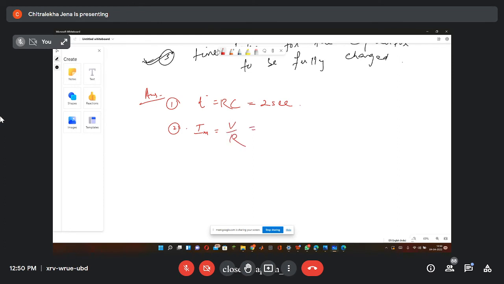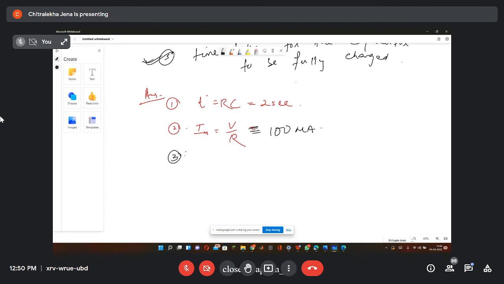How much have you calculated? Soham, have you calculated? Yes, ma'am, calculating. Calculated? Okay, very good. V by R is equal to how much? How much is it coming? Ma'am, I am getting 10 power 8. I am getting 100 micro. Correct. Yes, 100 micro. Okay, very good.